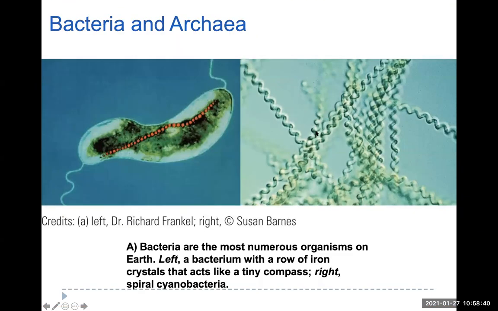So anybody knows what this is? If you have a fish pond, you might see it there.